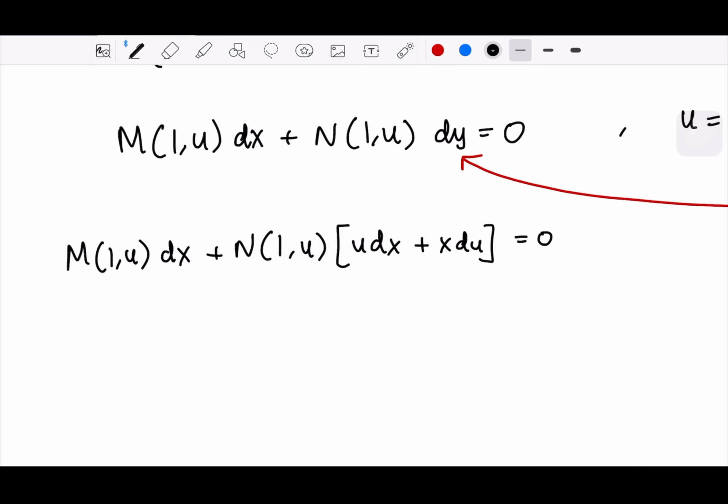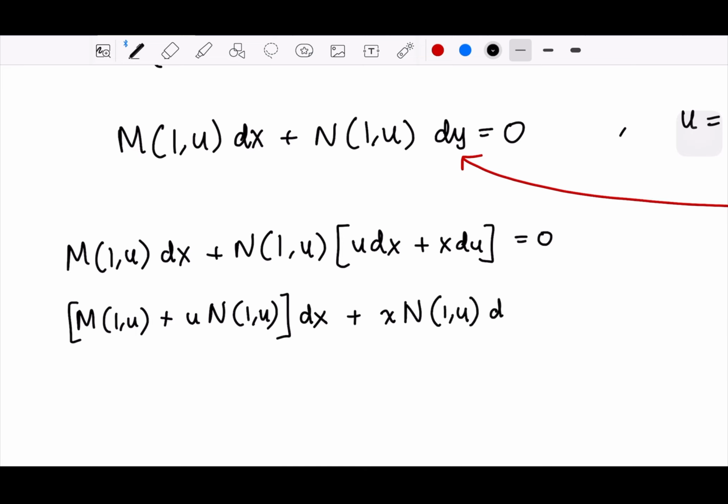Now let's multiply the N with this, and then we group the dx together and du together. So group the dx: it is M(1,u) plus u N(1,u), right? This will be dx, okay? And then plus x N(1,u) du, only one, right? And then it's equal to 0.